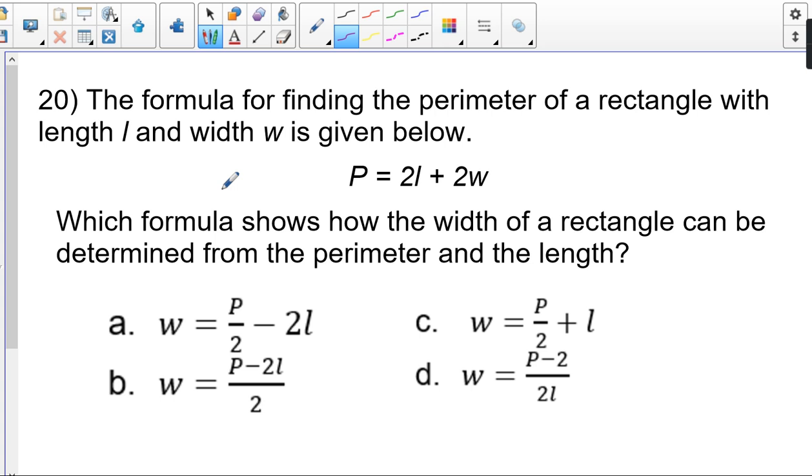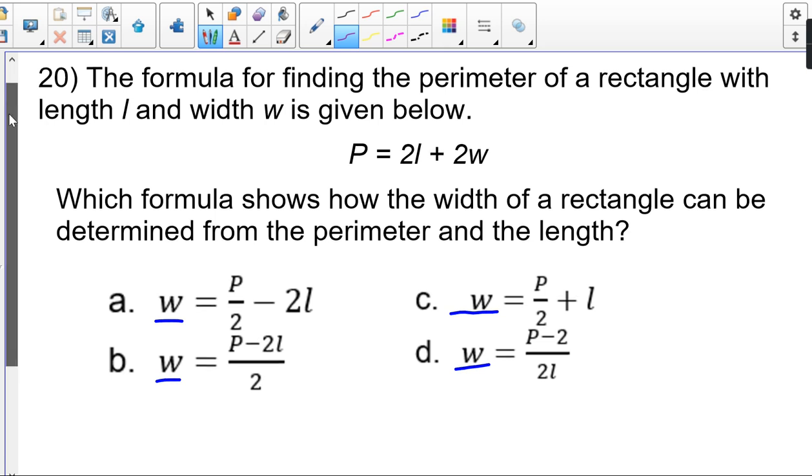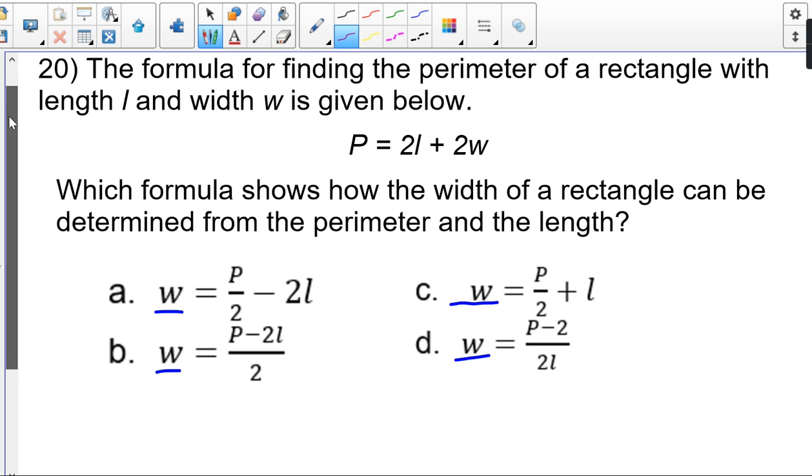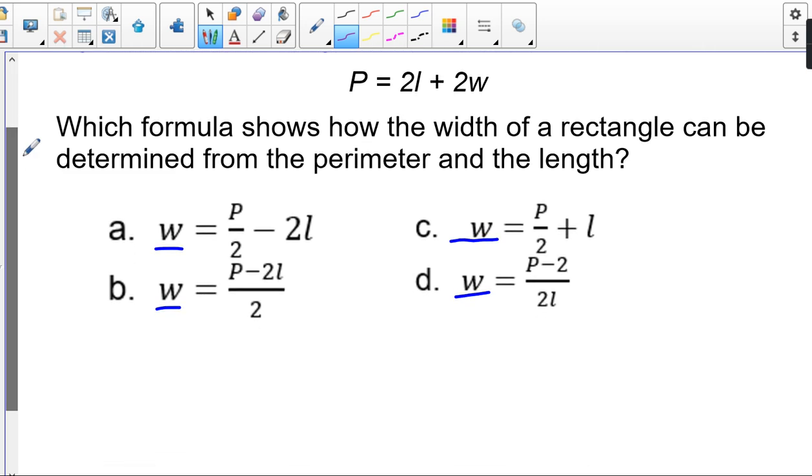perimeter. Okay, so if you couldn't figure that out yourself, well, look at the choices, right? You have choices and they all say W equals, W equals, W equals. So that shows you that you need to solve that equation for W. So pause the video, go ahead and solve that for W yourself, and then come back and watch how I do it.